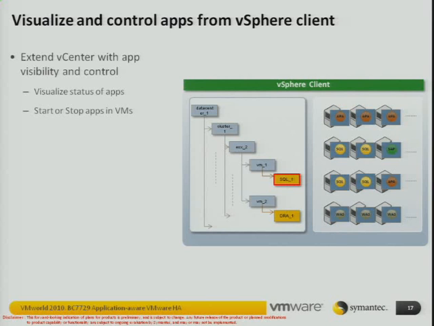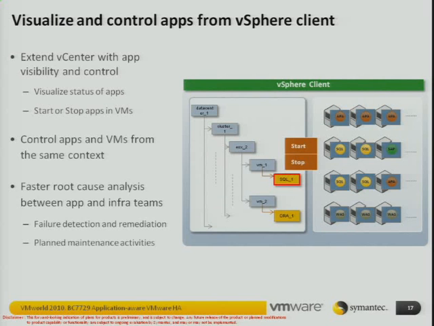So application HA, what it does is add an additional layer of insight within the same context as vSphere, which is used to manage virtual machines on an ongoing basis. And additionally, it also gives you the ability to start and stop the application from this exact same context. It really cuts out all the coordination that has to happen between these teams on a manual basis, leading to just faster root cause analysis and remediation.